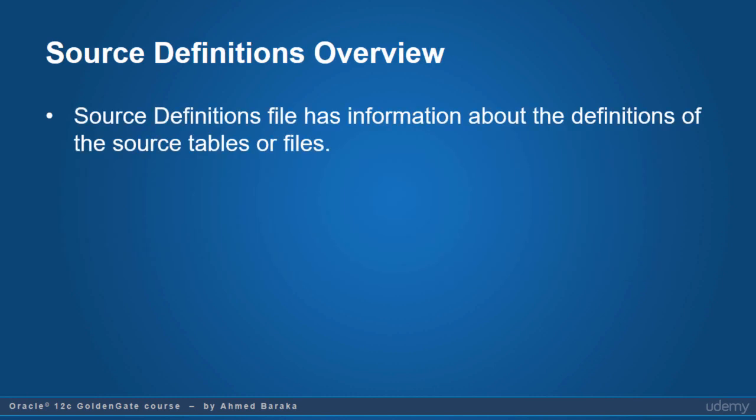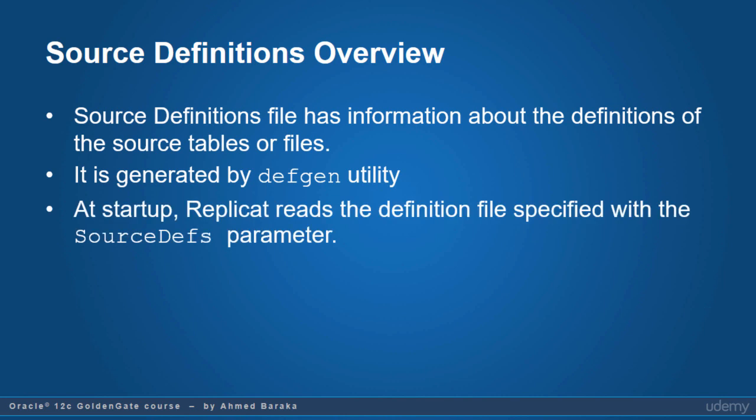Source definitions file is a file that describes the definitions of the source tables or files. It will be read by the replicate during its normal operation. You use the defgen utility to generate the source definitions file. I will show you in the next slide how to use this utility. Use the parameter source defs in the parameter file of the replicate process to tell the process about the location of the source definitions file that it needs for its normal operation.